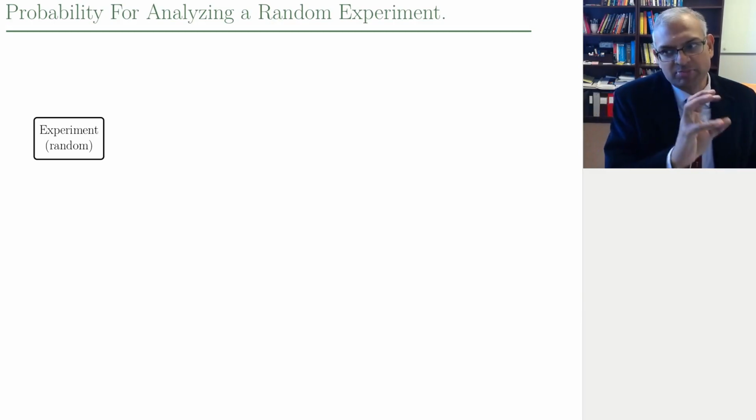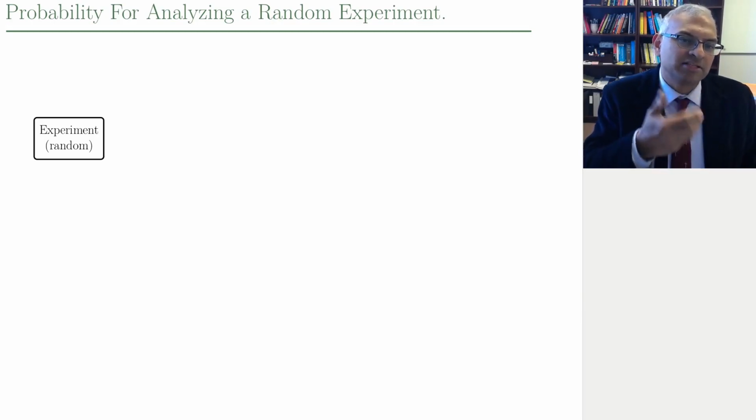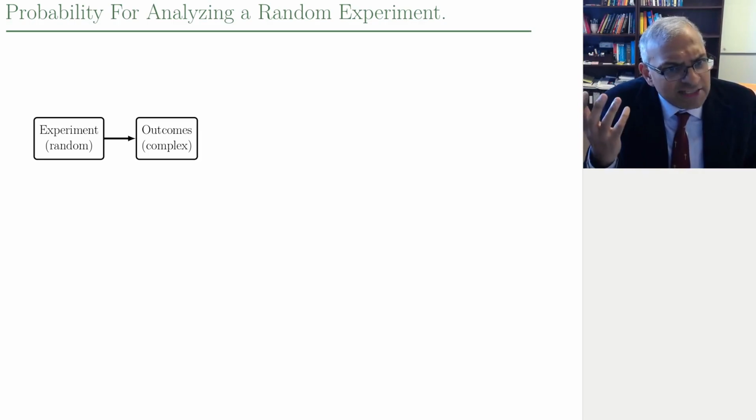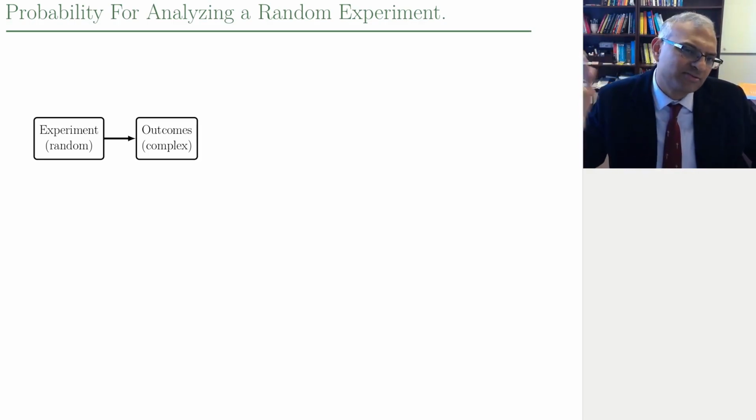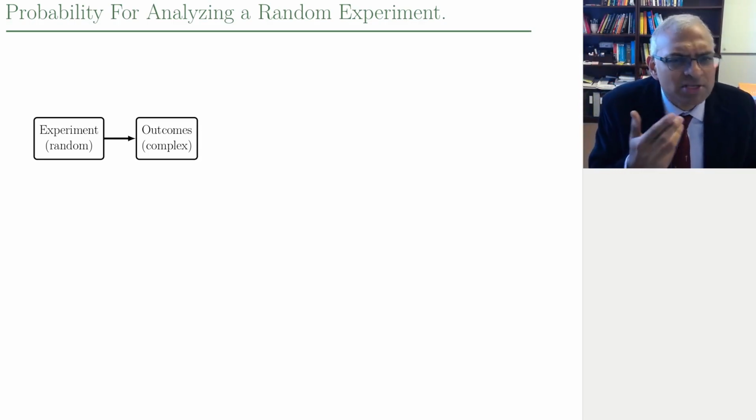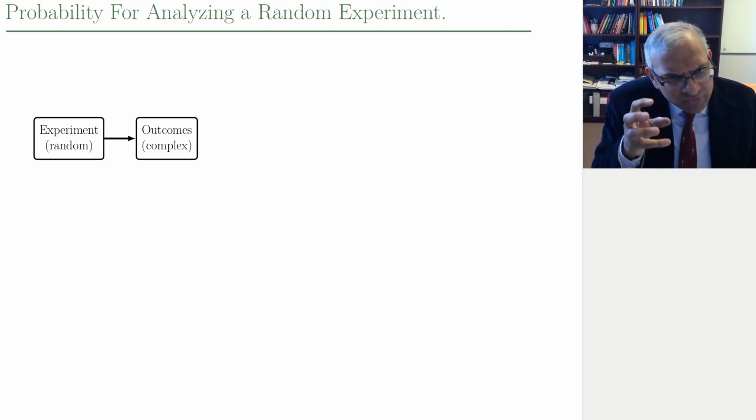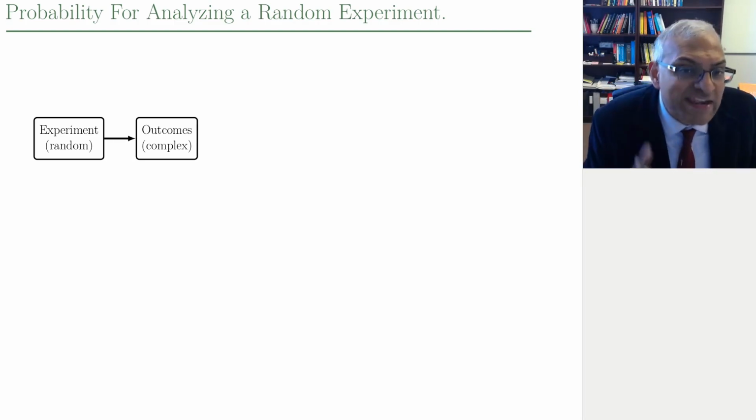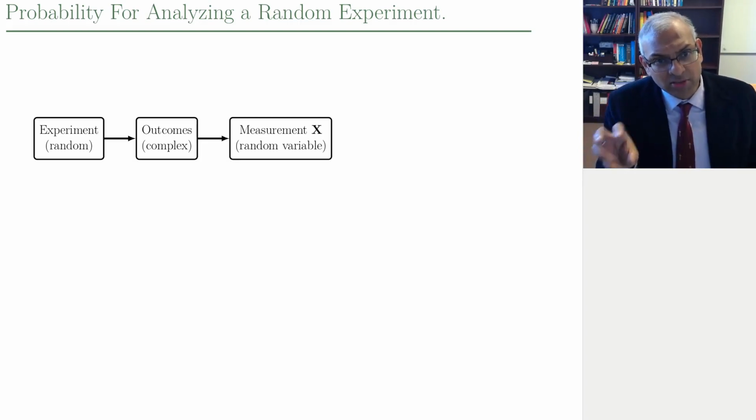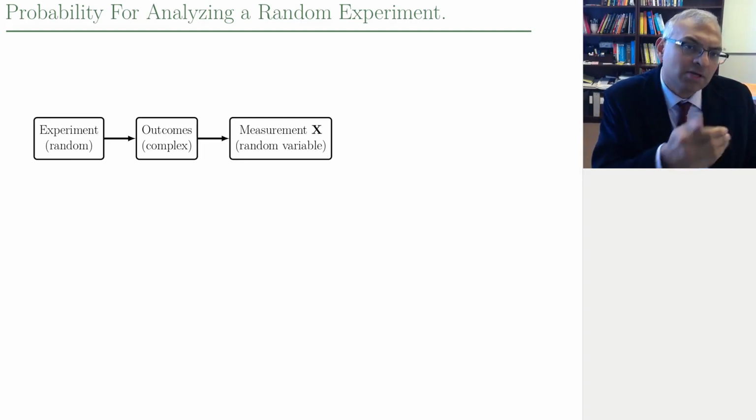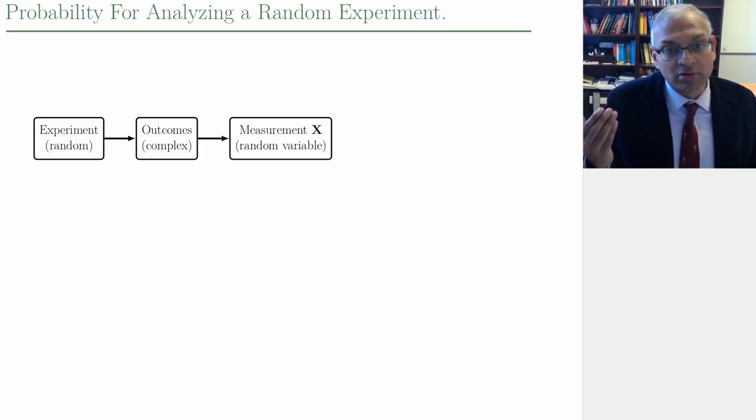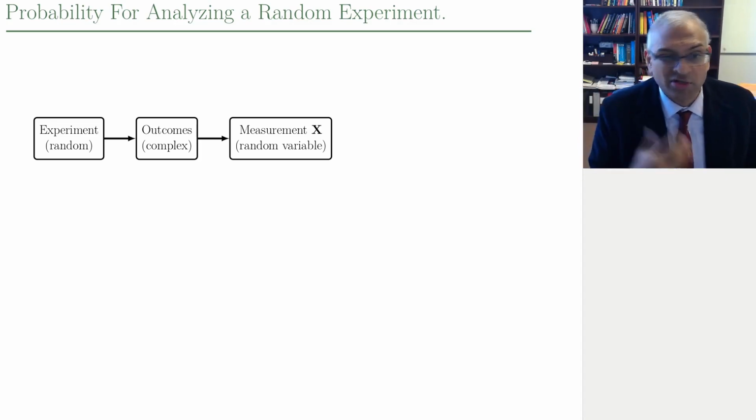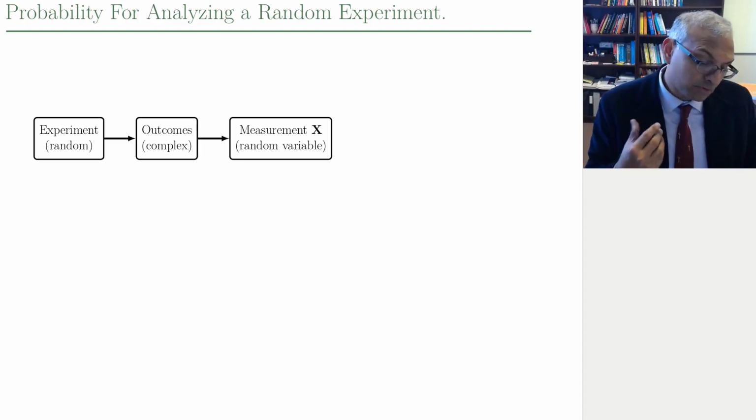So we start with an experiment. It's a random experiment, so that means that the outcome is uncertain, and it's a complex experiment, so the outcomes are complex. So we're not so interested in the complex outcomes, so we simplify the outcomes with respect to this thing that we are interested in measuring, this quantity that we represent by a random variable. So a random variable simplifies the outcome to the quantity of interest, like the number of heads in 100 coin tosses. We're not really interested in each individual head. We are interested in the number of heads.